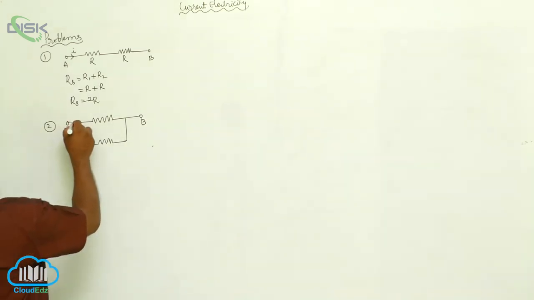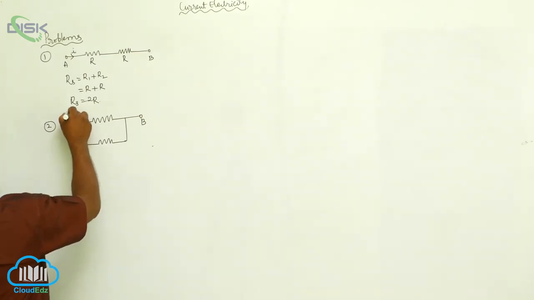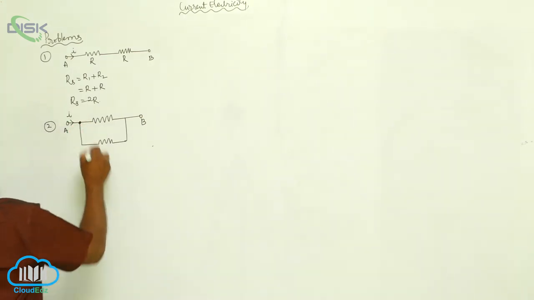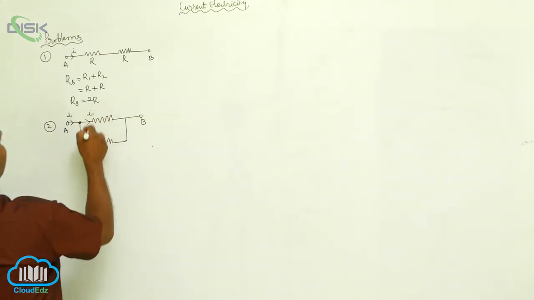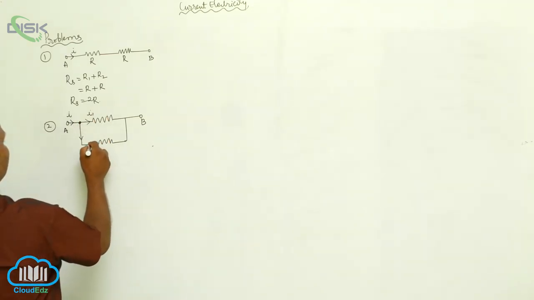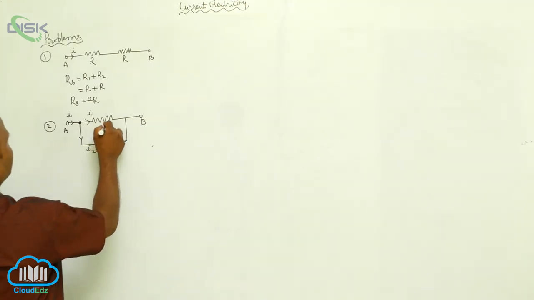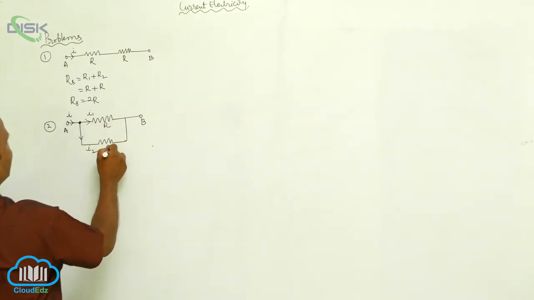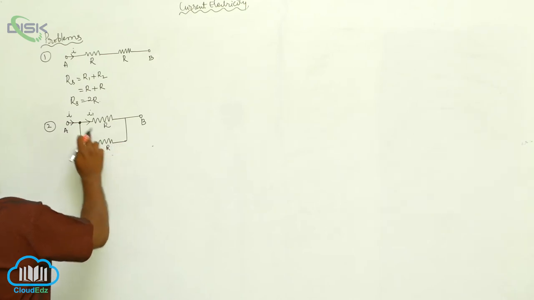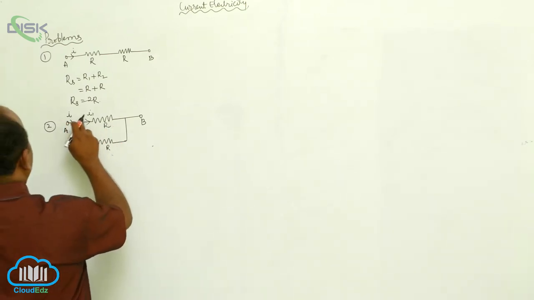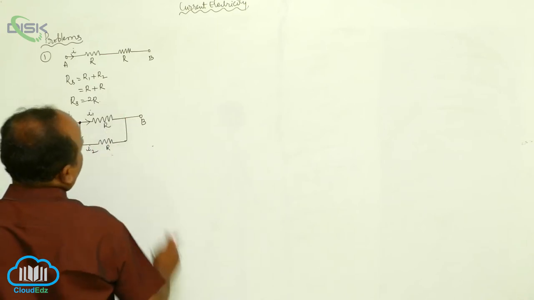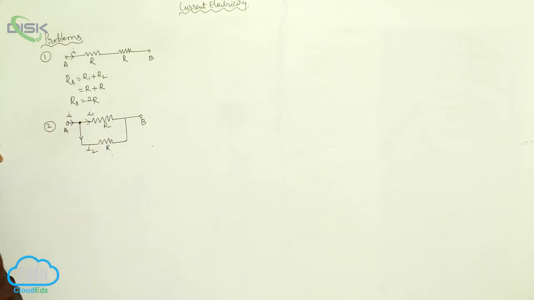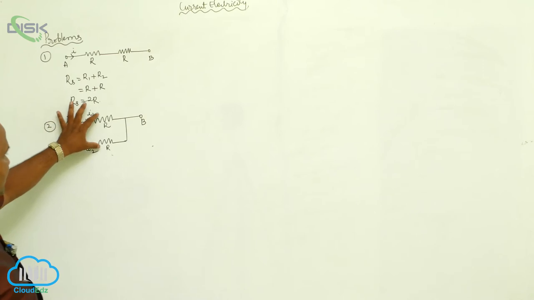Now let us consider the current I. Here the current I, this is called the junction. At the junction, current is going to divide into I1 and I2. What is the resistance value here? Resistance R2. The current passing through the first resistance is I1, and the current passing through the second resistance is I2. Generally here the current is distributed.